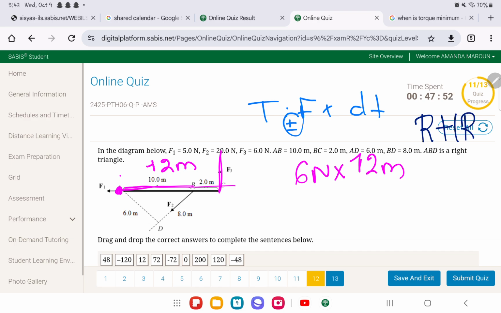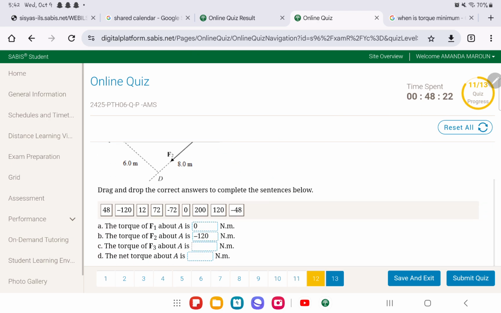Very simply, put your right hand on the force, your fingers facing to where the arrow is pointing. Here the arrow is pointing upwards, so your fingers have to be pointing upwards. And the palm, the inside of your hand, has to be facing the axis A. If you do it, you're going to see that your finger is pointing outwards. That means it is positive. So it's going to be plus 6 newtons times 12 meters, which is 72 newton per meter. So here, the torque of F3 about A is 72 newton per meter.